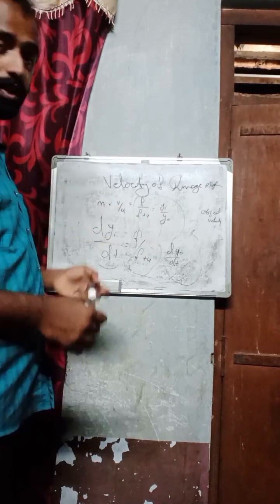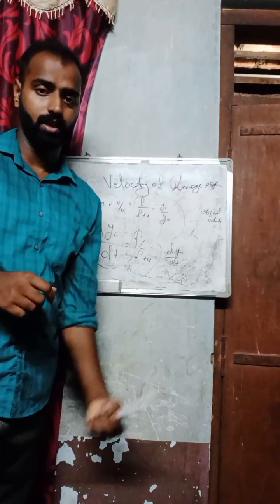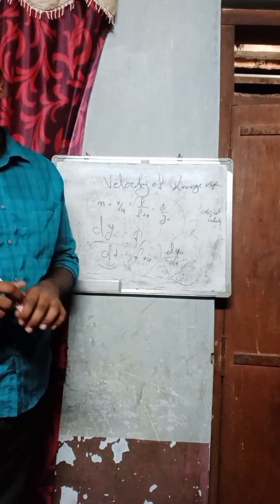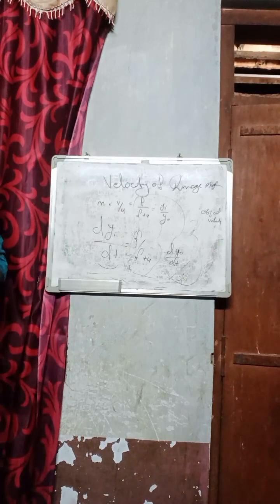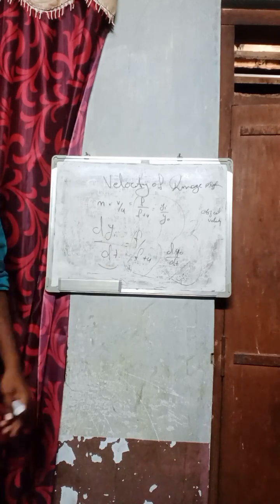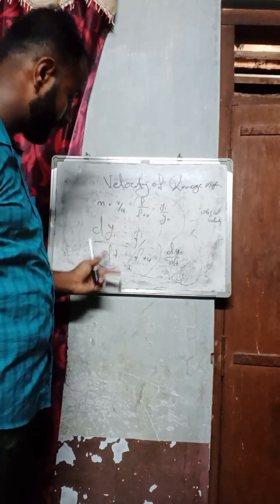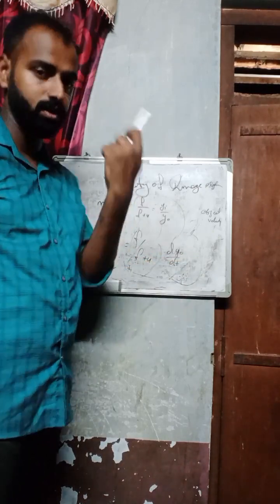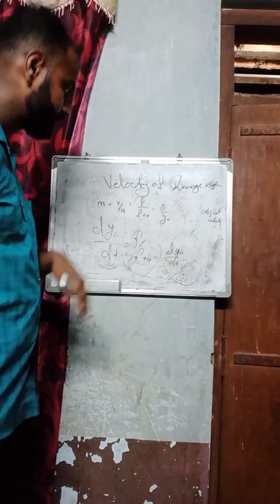This dyi by dt means along the y-axis. The object is moving along the y direction. Then how is the image moving in that direction? The image velocity in the y direction is F by F plus U times dyo by dt, where the object is moving in the y direction.